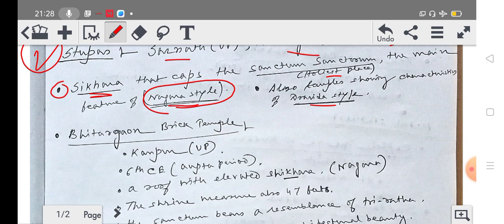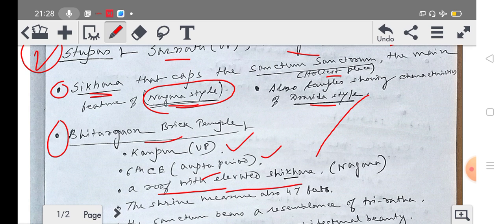So now we are moving into the famous examples of temples that have been built in Gupta age. First one is Bhitargaon brick temple, that is situated in Kanpur, Uttar Pradesh. It was built in 6th century, that means in Gupta period. It consists of a roof with elevated shikhara.